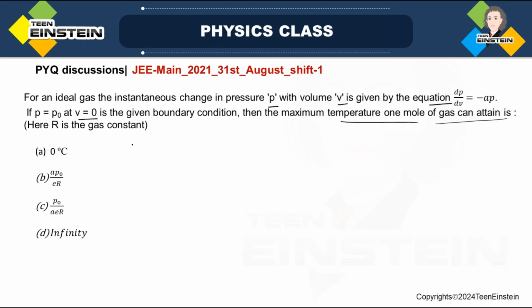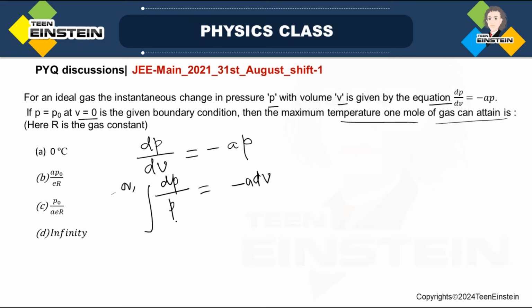So we have to find out the maximum temperature attained by this process. We have been given dP by dV is equal to minus AP, right? Let us do the integration. So I'll keep this dP by P here and minus A dV.